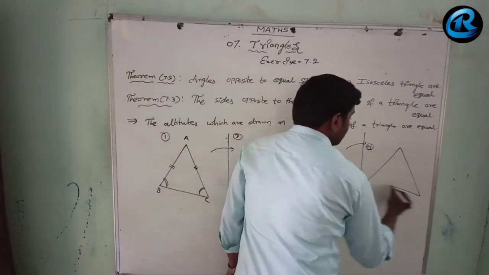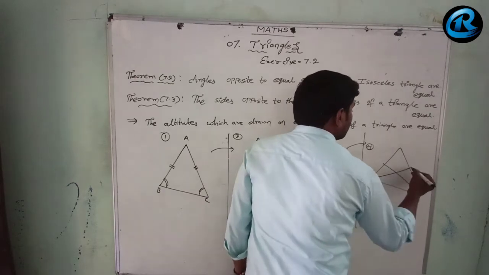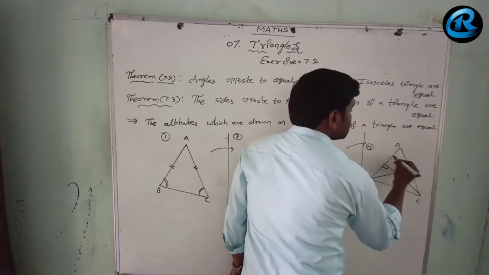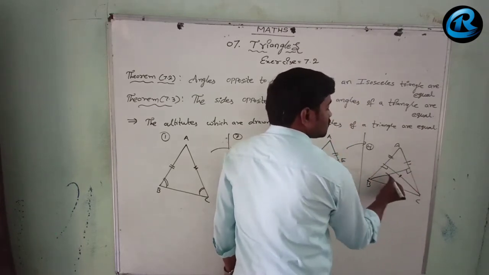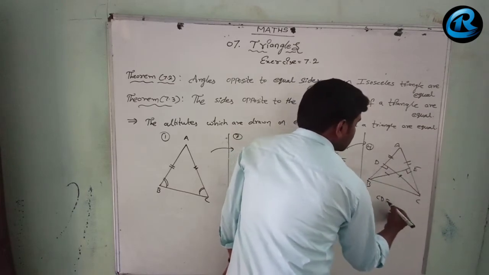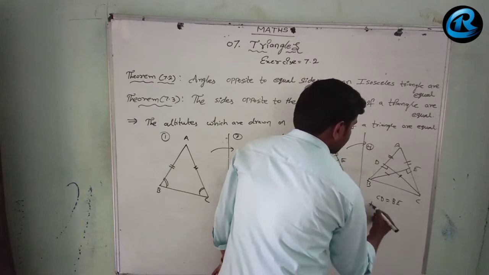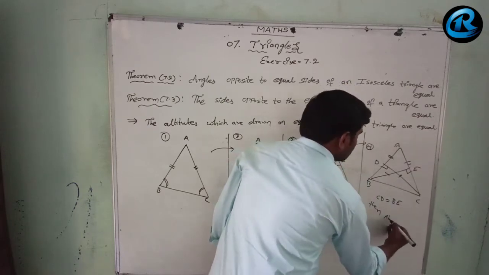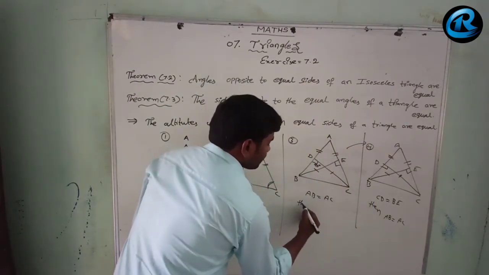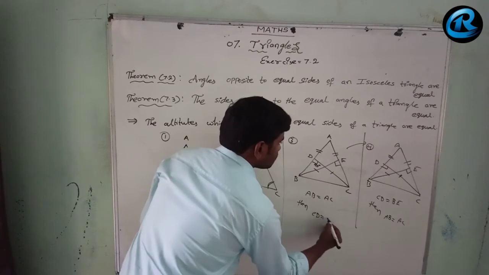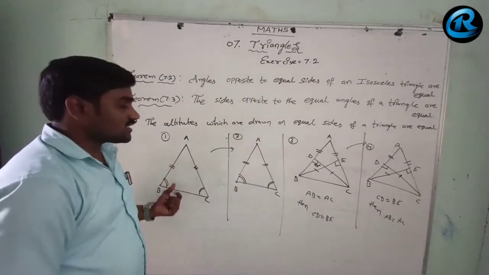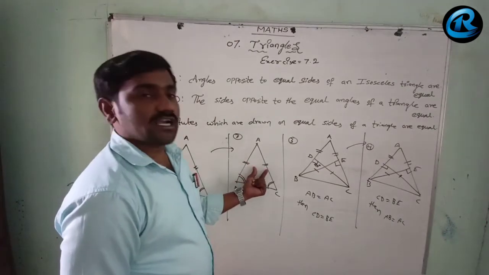See, if two altitudes on the sides are equal, then the two sides are also equal. If these two altitudes CD, BE are equal, if CD is equal to BE, then AB equal to AC. If AB equal to AC, then CD equal to BE. Same. If two sides are equal, the opposite angles are equal. If two angles are equal, the opposite sides are equal.